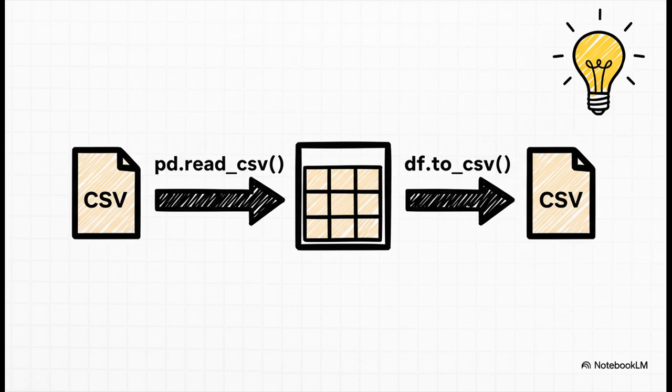All right, now that our data is clean, we need to be able to save it and load it. And that brings us to another must-know skill for your exam, working with CSV files. Just burn these 2 commands into your memory: pd.read_csv to load data in, and df.to_csv to save it. You can bet this will show up.